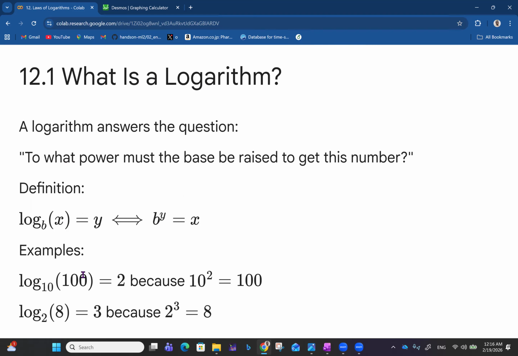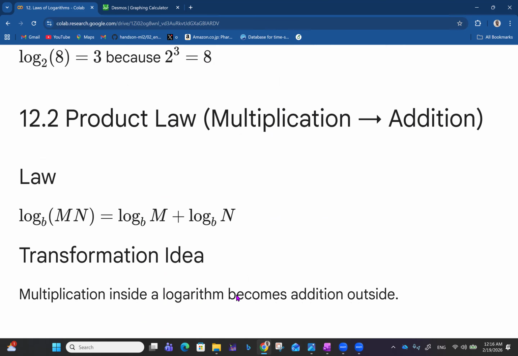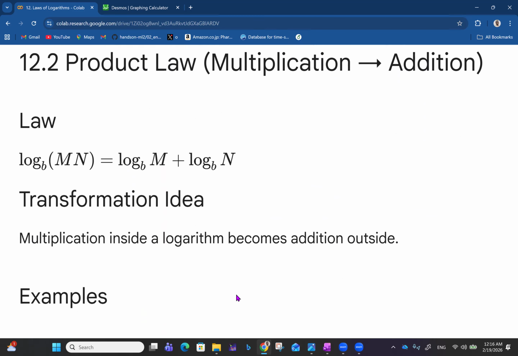So example, log 100 to base 10 is equal to 2. It means that if you raise 10 to power 2, you get 100. Log 8 to base 2 equals 3 means that if you raise 2 to power 3, you get 8. So that's the simple meaning of logarithm. And then we go on to the laws of logarithm.